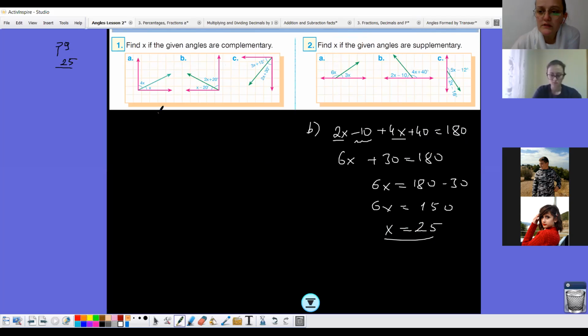If you want, why not? Which one do you want to solve? Let's do C, okay.